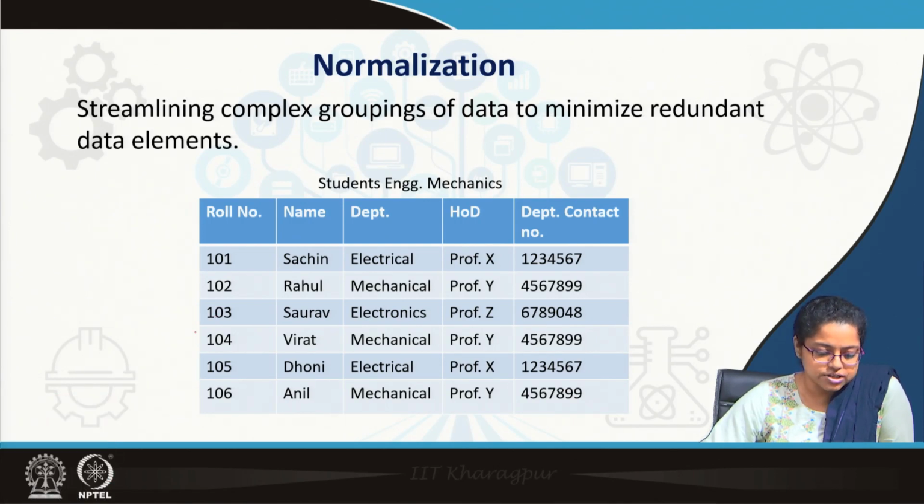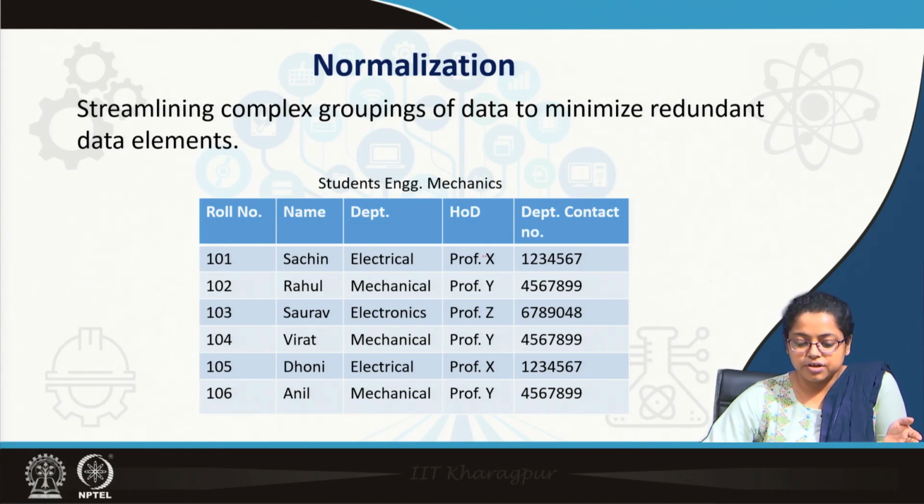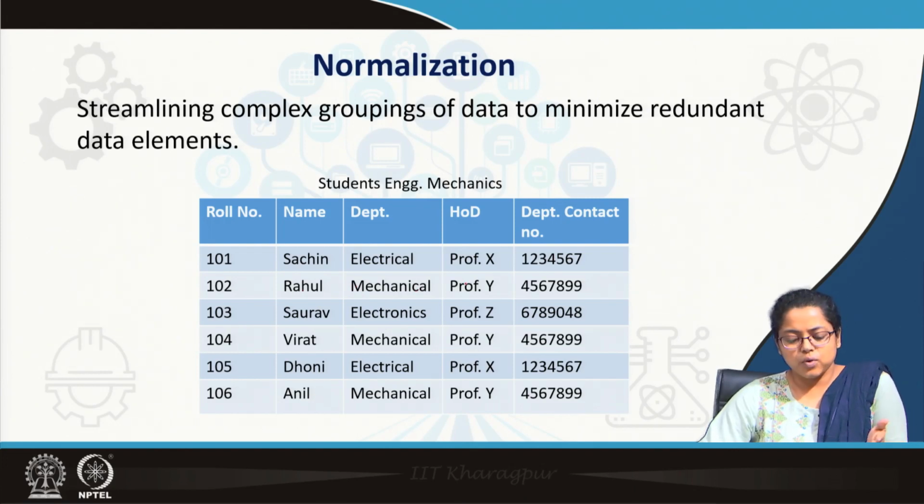course students. Here we see roll number 1 is Sachin from electrical engineering, Professor X is the HOD of the department electrical engineering, and the department contact number is this. Similarly, we have 102 for Rahul from mechanical department with the respective HOD's name and the department contact number. Similarly for Saurav, and again we see 104 Virat, department is again mechanical engineering, same Professor X is the HOD and the department contact number is again the same.